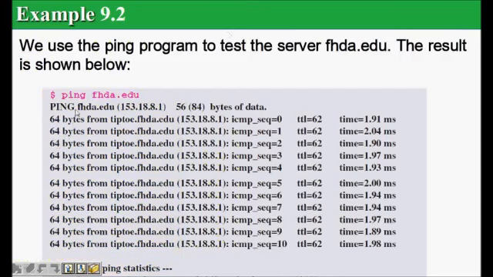So ping, let's see, ping fhda.edu. What will be the result? This will ping the server fhda.edu. It will ping, and you will see an ICMP sequence number 0. It sends packets; TTL is 62, and the round trip time taken is 1.91 milliseconds. So this is the time taken from transmit.